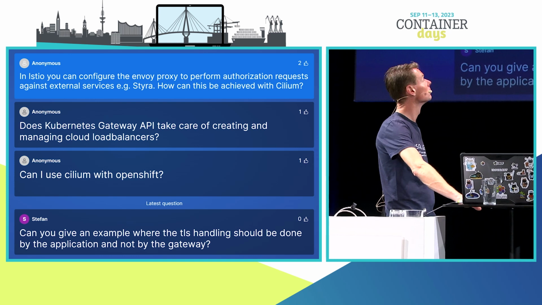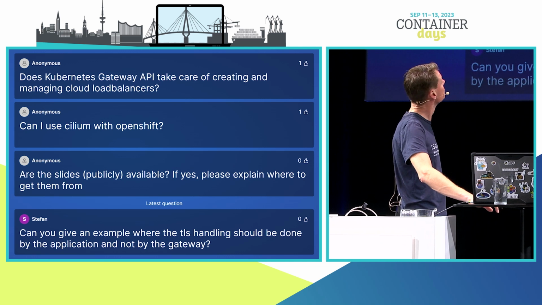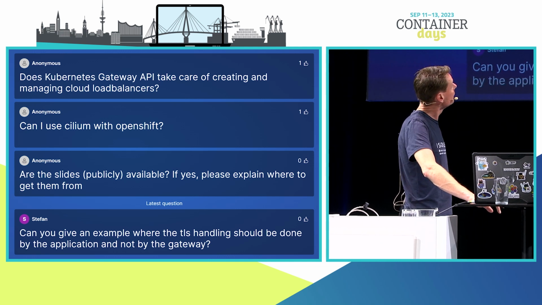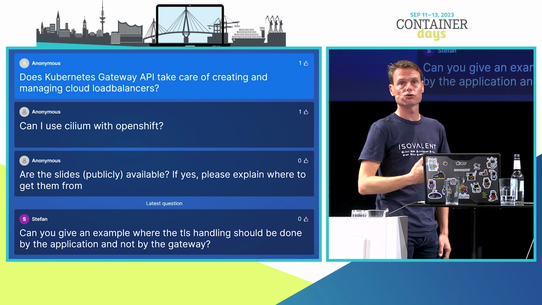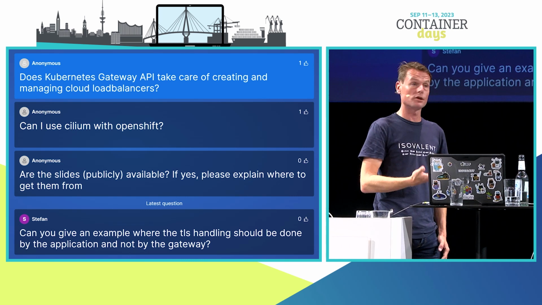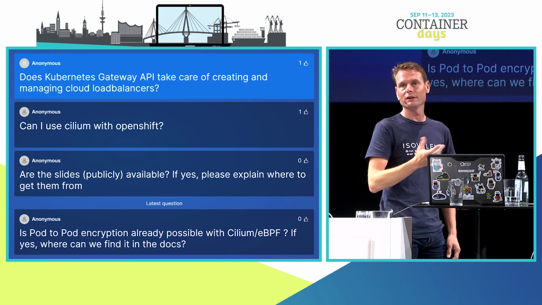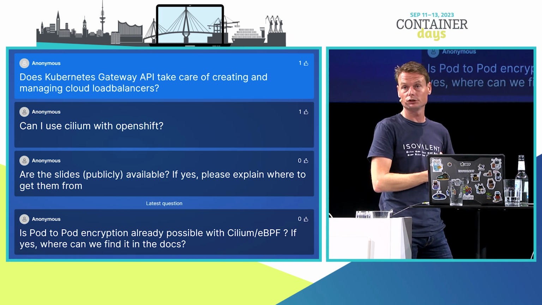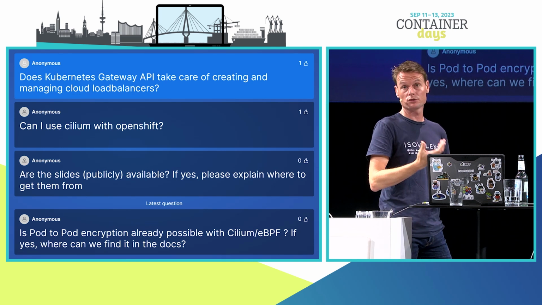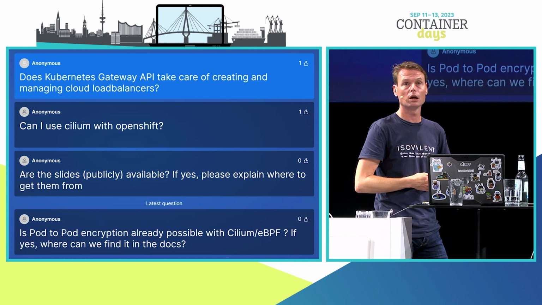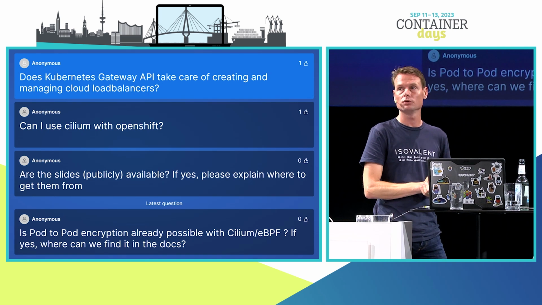Nice. Does Kubernetes Gateway API take care of creating and managing cloud load balancers? Yeah, so in this case, Cilium understands the Google API. As soon as the Cilium Gateway controller receives a request to create a gateway resource, it will communicate with Google to get a load balancer IP address, and therefore we can attach that load balancer service to the Gateway API resource. On-prem, you would use, for example, the built-in Cilium load balancer, and then using our Go BGP control plane, you can advertise those IP addresses to the physical network.